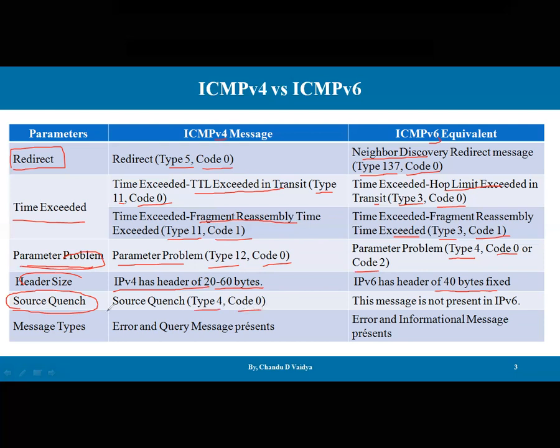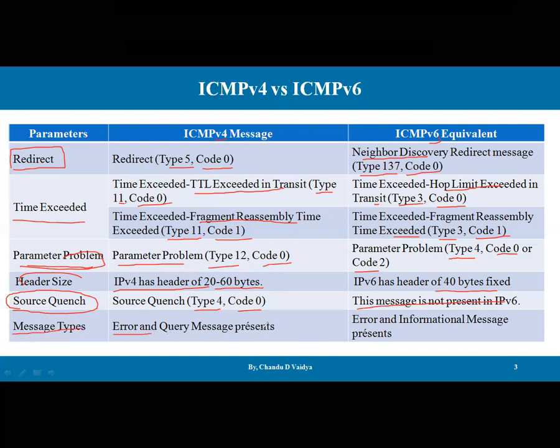What happens in the source quench message? The destination informs the source: can you please slow down your flow so that I can receive in order, in my own fashion. This message is not available in ICMP version 6; the source quench message is optional there. Then message type. There are two kinds of messages here.